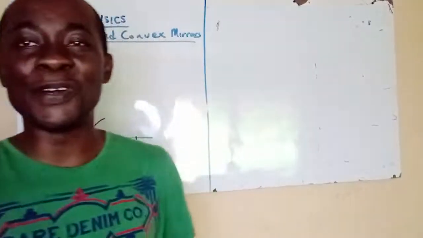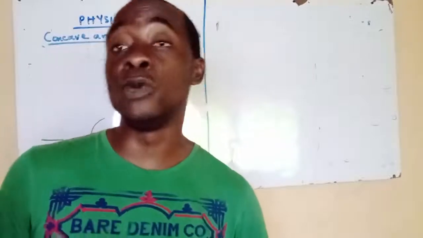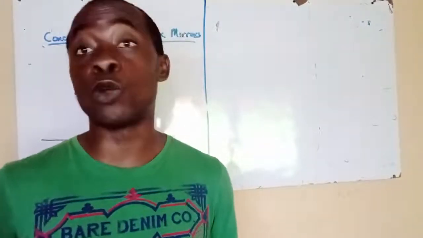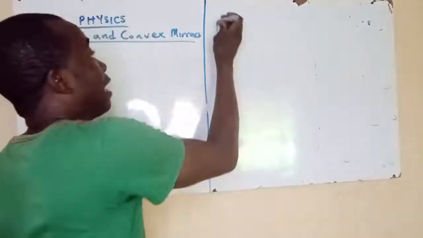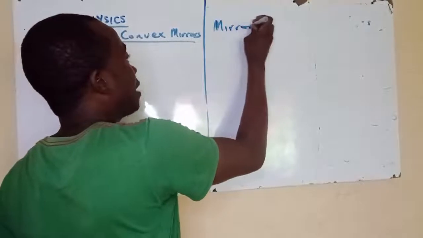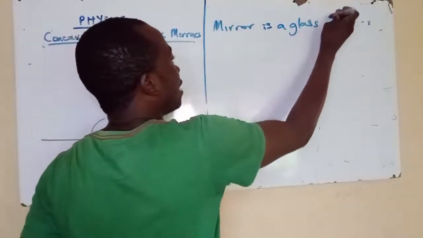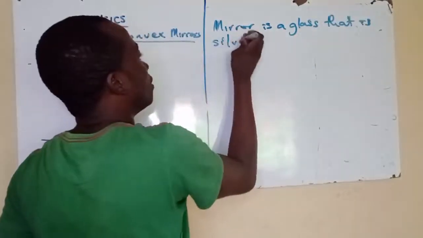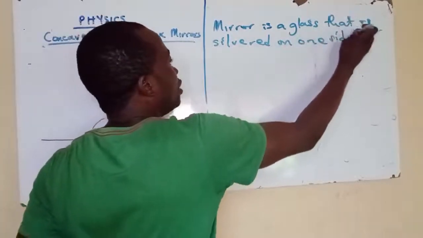Good afternoon, everybody. Today we are going to be dealing with concave and convex mirrors. But first, let us look at the mirror itself. A mirror is just a glass. A mirror is a glass that is silvered on one side. That's my own definition of a mirror.